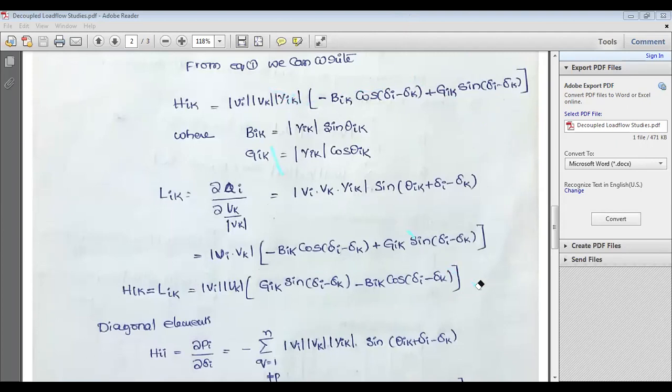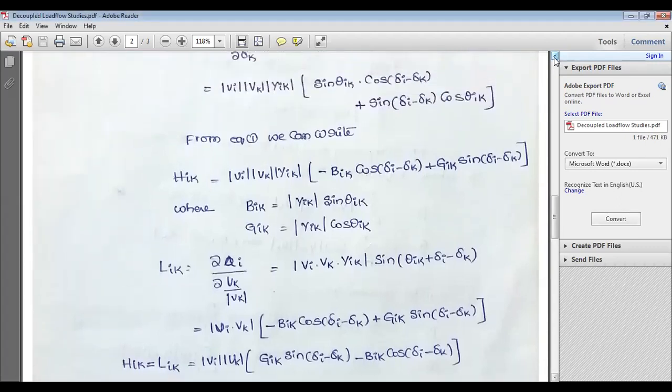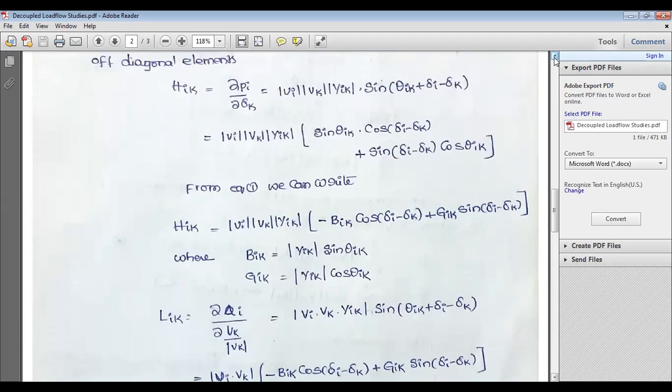Again you need to determine what is hii and what is lii. Please try to note down these off diagonal elements. I will give you some time for noting all these things. These are very important. You will get some confusion while deriving the expressions, particularly in the case of decoupled and fast decoupled load flow studies. First you note down all these things.